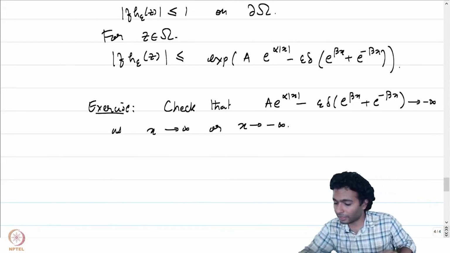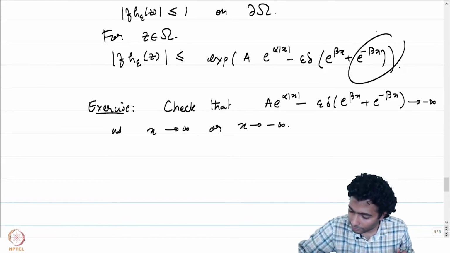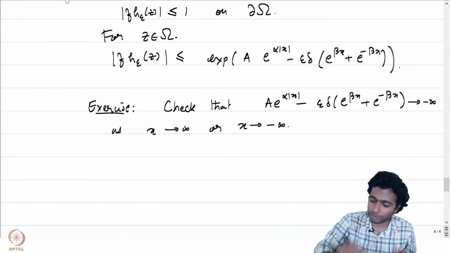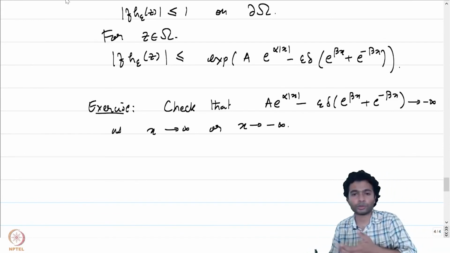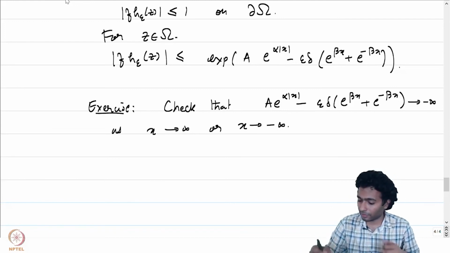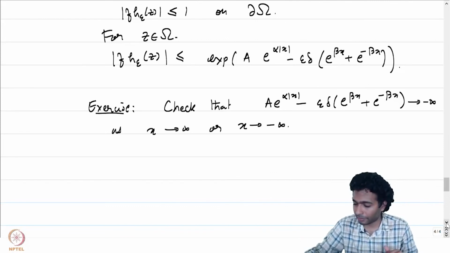When x goes to infinity, the e to the power beta x term kicks in, and as x goes to minus infinity, the e to the power minus beta x term kicks in. The minus epsilon times delta will ensure that that goes to minus infinity. Remember that beta is greater than alpha, so that's going to contribute to concluding this particular exercise.